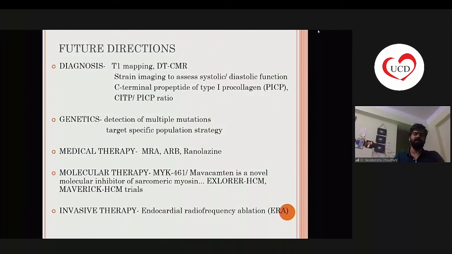T1 mapping and diffusion tensor cardiac MR to delineate the different etiologies, genetics to target specific populations to detect a higher percentage of patients, medical therapy with MRA, ARB and ranolazine, especially in patients with angina, and molecular therapy with mavacamten, which is an inhibitor of sarcomeric myosin. Trials are going on to see whether it can be effective in reducing LVOT gradient or LV mass. And invasive therapy, endocardial radiofrequency ablation in patients in whom septal ablation cannot be done due to unfavorable coronary anatomy. Thank you.